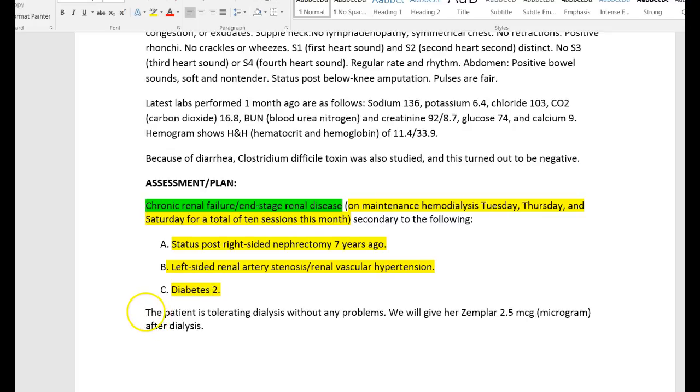So he's just following up with his plan. This was his assessment. This is his plan. The patient is tolerating dialysis without any problems. We will give her Zemplar, 2.5 micrograms after dialysis. So that's pretty much it.